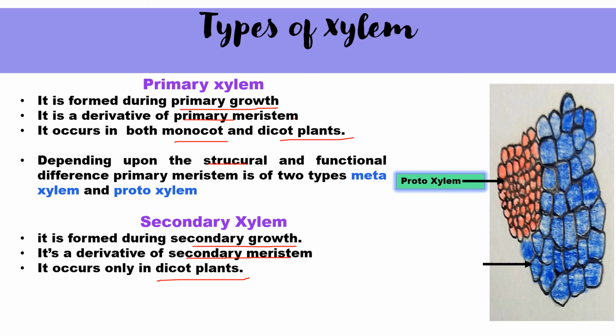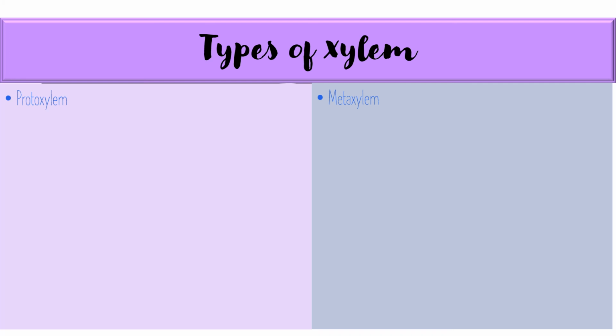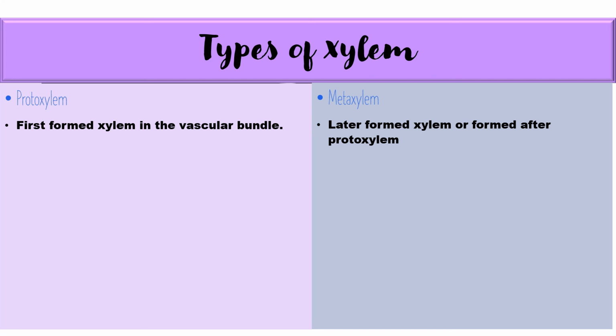Depending on the structural and functional difference, primary xylem is of two types, metaxylem and protoxylem. So these smaller elements are called the protoxylem, and these bigger ones are called the metaxylem. There are some differences between metaxylem and protoxylem. Protoxylem is the first formed xylem in the vascular bundle, whereas metaxylem is later formed, after the formation of protoxylem.